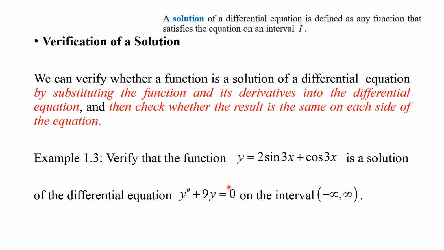What we need to do is to substitute y into this part of the differential equation and then differentiate y twice and substitute y double prime into this part of the differential equation, and we get the sum of these two terms and see whether the left-hand side is equal to the right-hand side, which is 0. If both sides are of the same value, then we conclude that the function has satisfied the differential equation and therefore this function is a solution of the given differential equation on the interval minus infinity to infinity.